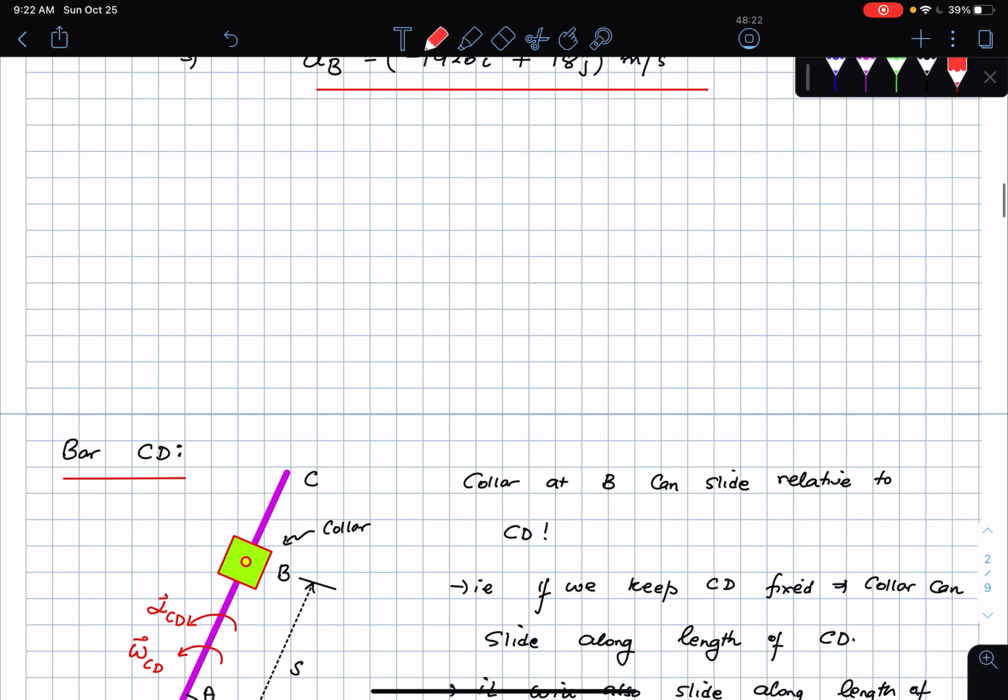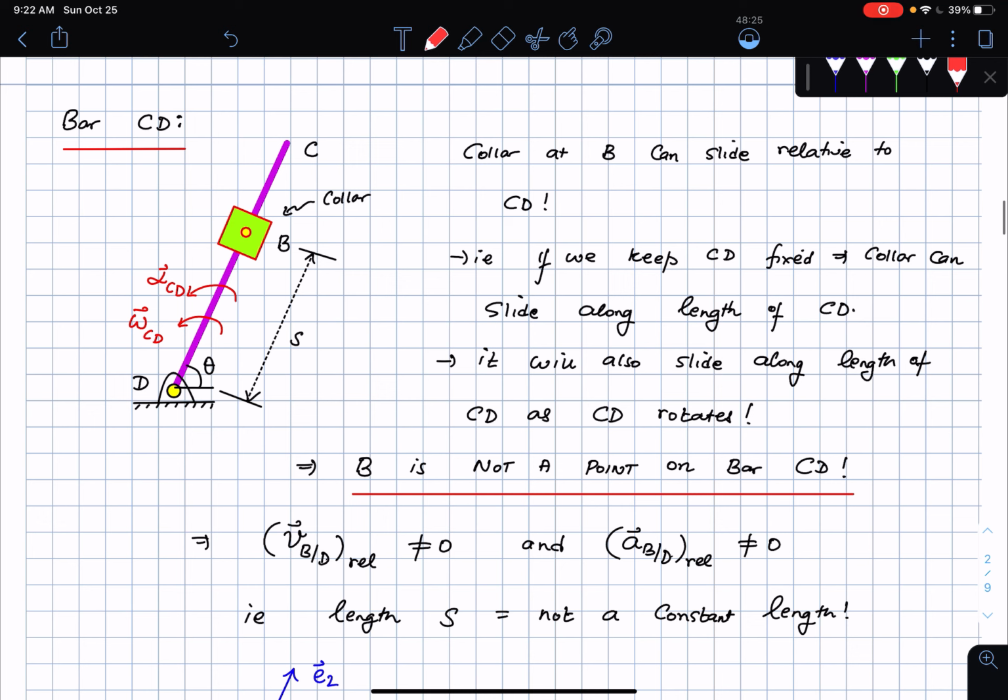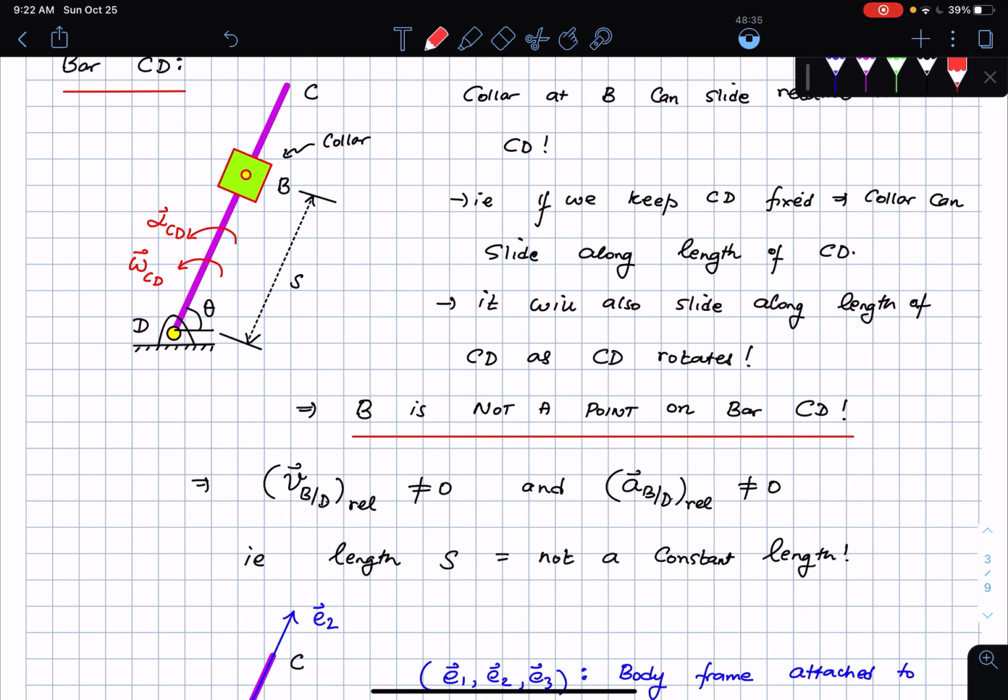Then I go to the bar CD. Here the collar can move relative to the bar CD. So the point B is not a point on the bar CD, which means that V_B/D relative and A_B/D relative are not necessarily zero. They may end up being zero because of mathematical coincidence, but it is not necessary that they be zero. At least to begin with, we will not say that they are zero, because obviously B is not a point on the bar CD.